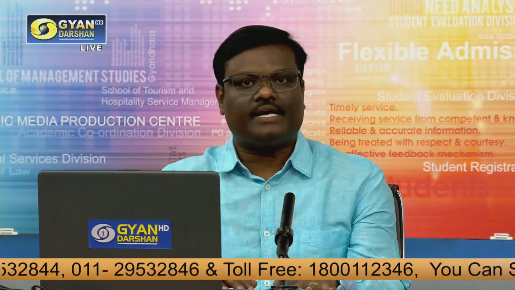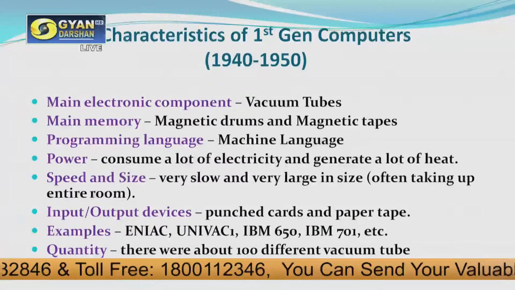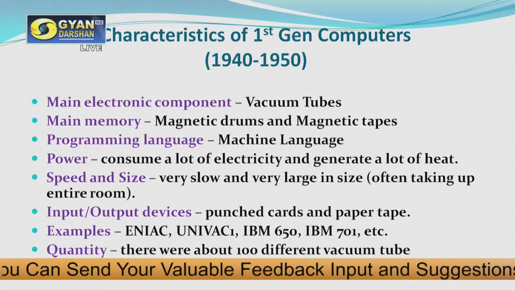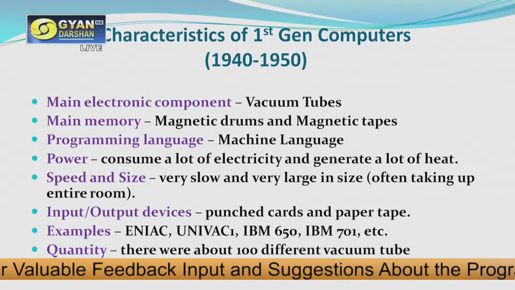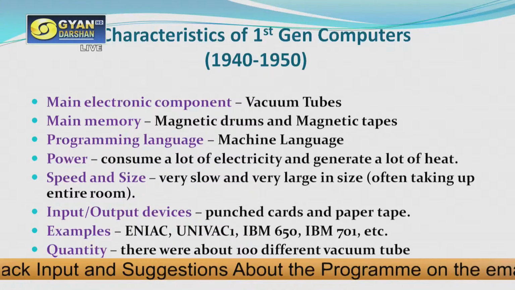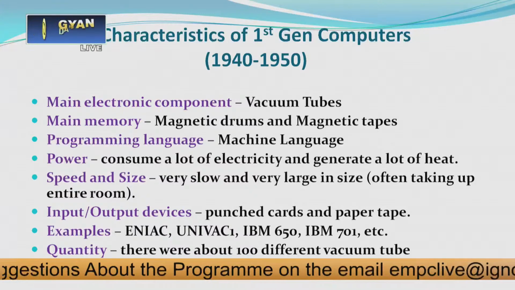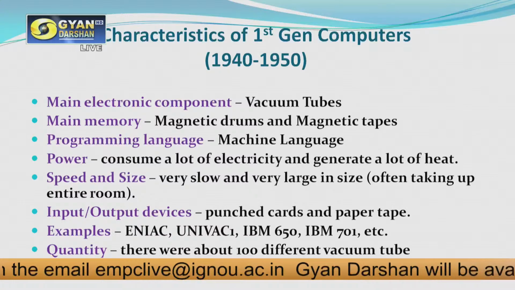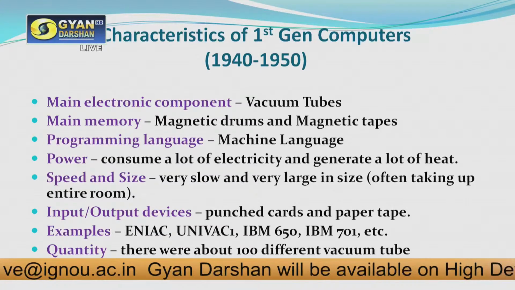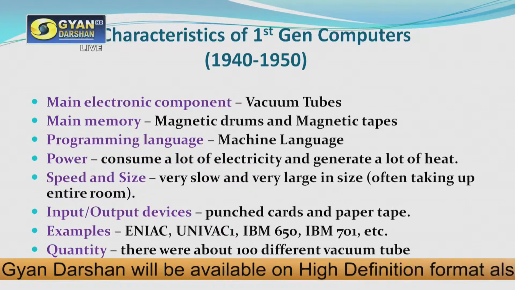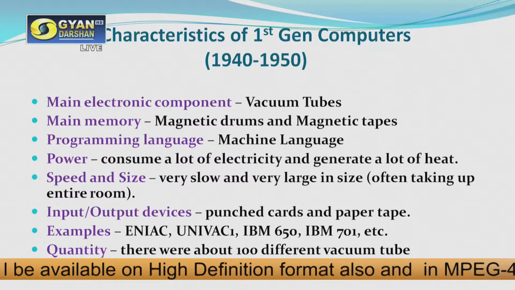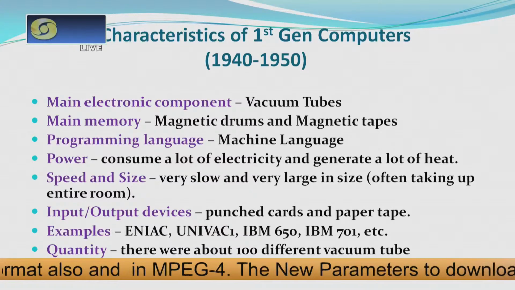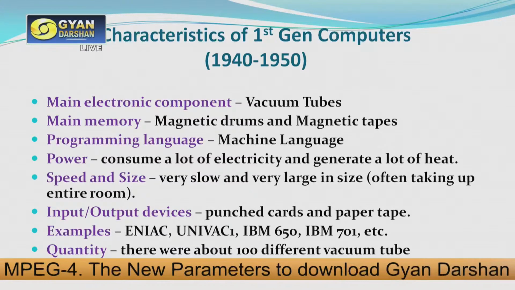It started way back in 1940, and every 10 years we take as one generation. The generation is not counted just by one decade. However, there is a variation in what kind of electronic component is used, what kind of programming languages were used in those days, what the speed was, what the size was, and what the input and output devices were. So these are the parameters that play the role when we talk about the generations of the computers.